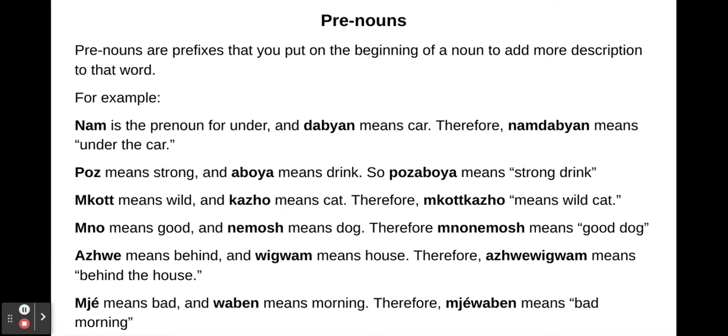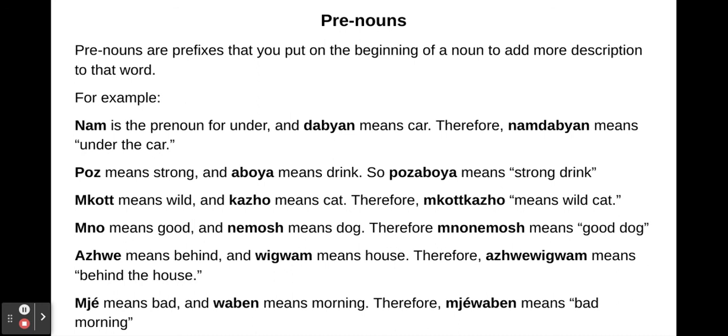Makot means wild, and kajo means cat. Therefore, makot kajo means wild cat. Mano means good, and namosh means bad. Therefore, mano namosh means good dog.